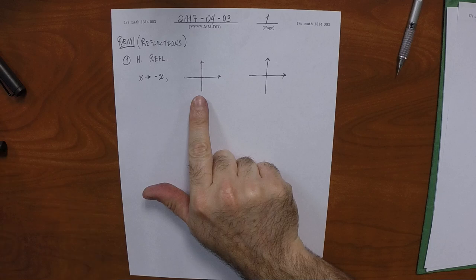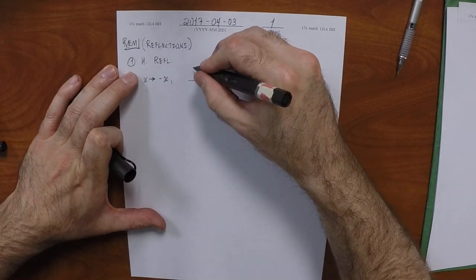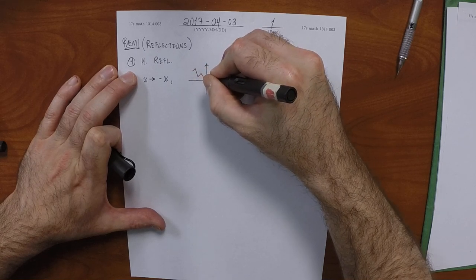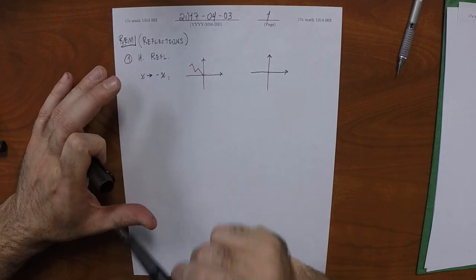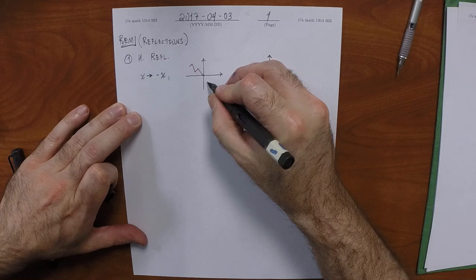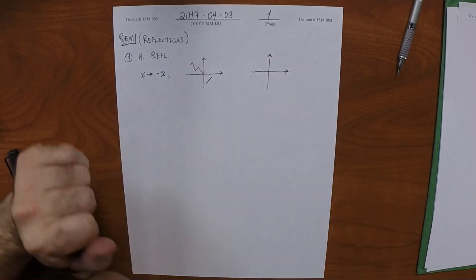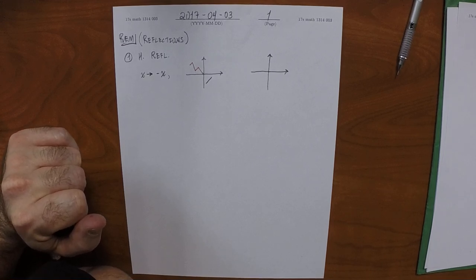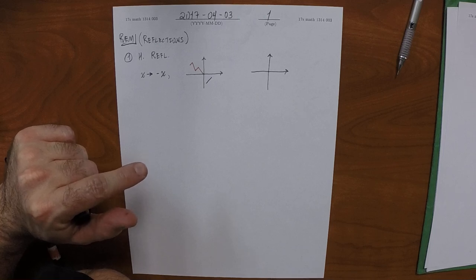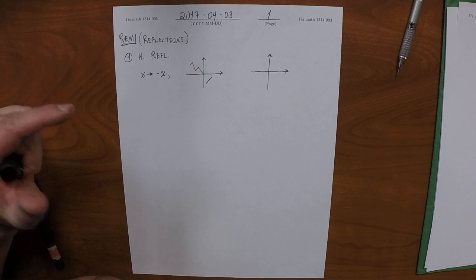So I'm going to draw something here. Suppose I draw the red. Here's a red bit of the function, a little zigzag thing, and another blue bit here. So this function consists of two pieces, a red part and a blue part. And what I want you to do is tell me what would happen if we negated all of the x coordinates.